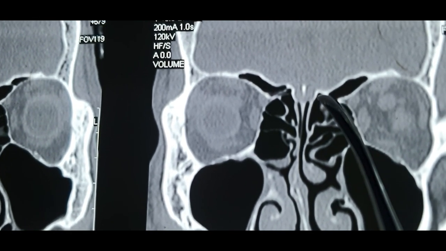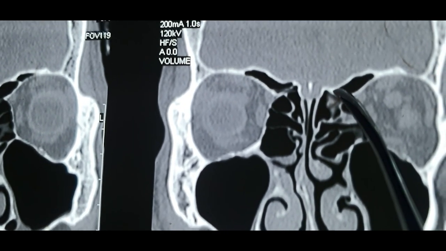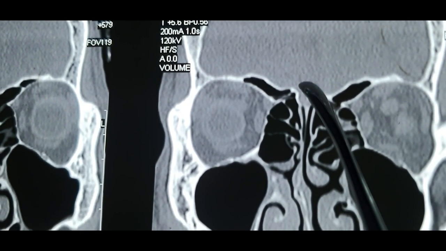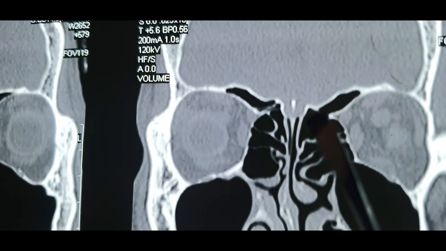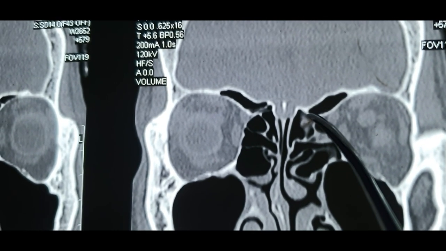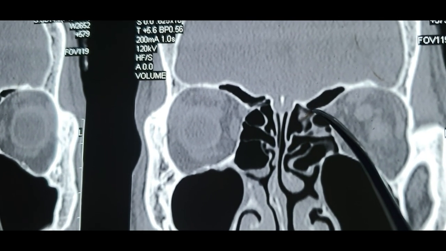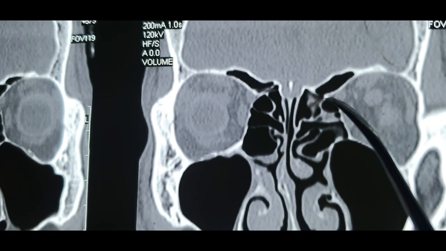It exits into the orbitocranial canal. That is a canal joining the orbit and the cranium. So it is the orbitocranial canal. This is a canal you can see here. This is the canal. So the first part is intraorbital, the second part is intracanalicular.